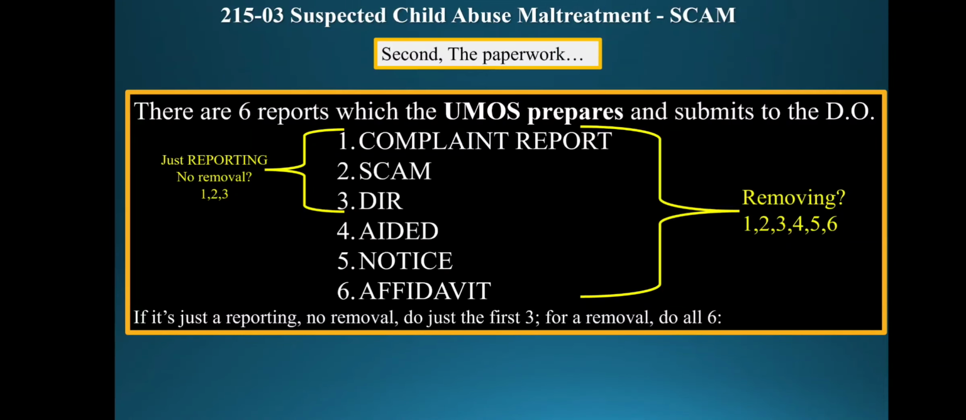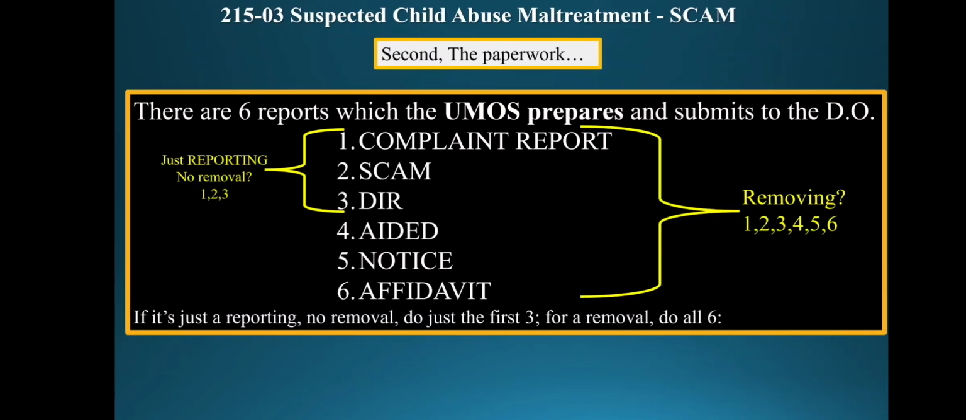Now, let's take a look at the paperwork. There are 6 pieces of paper which the MOS prepares and submits to the desk officer. You just do the first 3 if you're just reporting the family for the state registry, but you do all 6 if you're reporting the family and you're removing the child. So the 6 pieces of paper are complaint report, SCAM report, DIR, aided report, notice of removal, and affidavit.